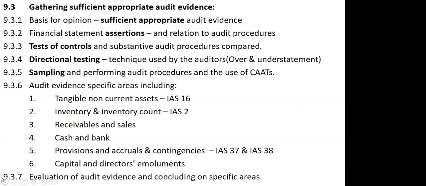Cash and bank, provisions and accruals, very, very important. We should know the accounting for provisions. We should know that now there is no big bath. You cannot just make a general provision. You need to have specific provisions. So if you don't know that, then it means you can't apply your auditing knowledge to something that you do not know. Capital and directors' emoluments, very, very important.